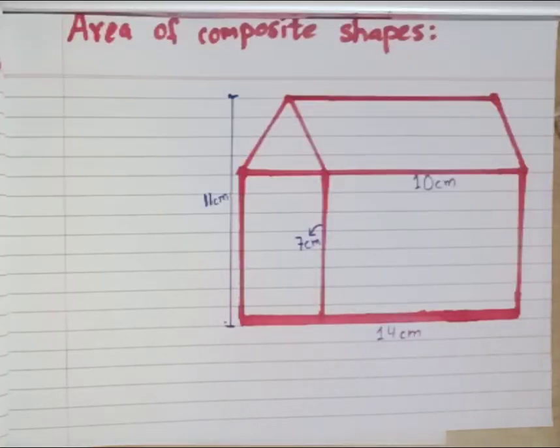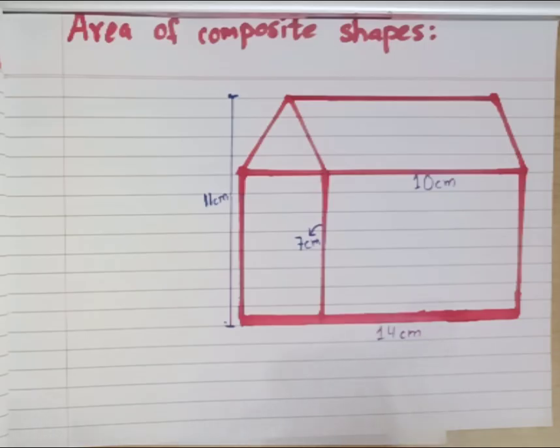Here we have another composite shape like a dollhouse. So let's find the area of all the shapes given here. We can see them here, and then by combining all of them we'll find the area of the whole composite shape. Now what kind of shapes can we find here?